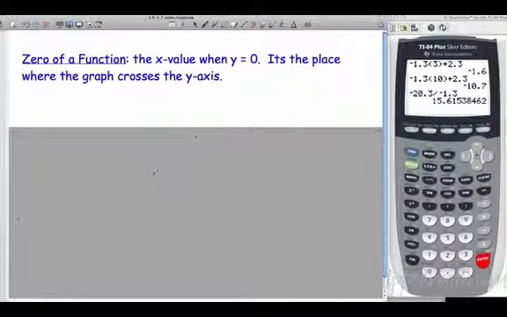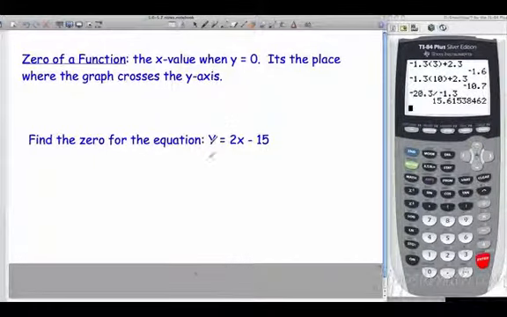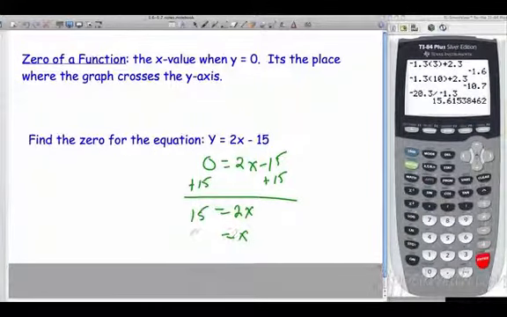Now the next thing we're touching on is a zero of a function. The zero of a function is the x value when y equals 0. So we're going to plug in 0 for y and solve it. It's the place where the graph crosses the x-axis. So let's find the zero of this one. I plug in 0 for y and solve it. So I add 15, so 15 equals 2x. Divide by 2, and x is 7.5. That's the zero of a function.